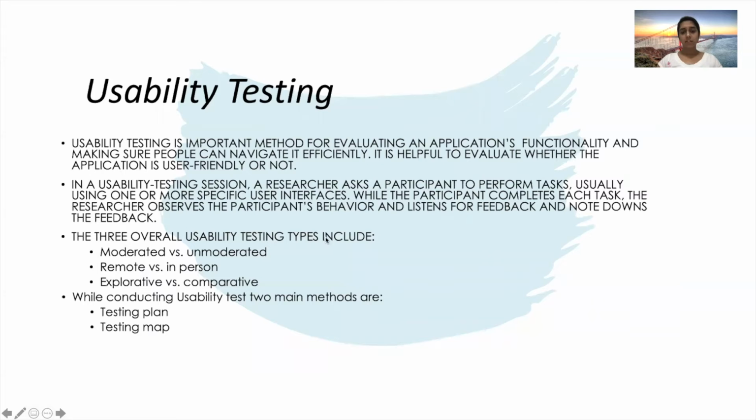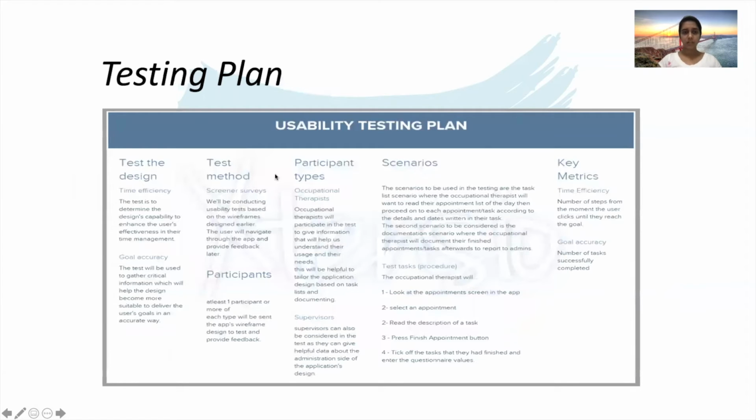There are mainly three types of usability testing. The one we used was remote testing, and there are two main methods. First, we have to plan the testing and then make a map of the testing after the feedback that we got from the participants. This was our testing plan.